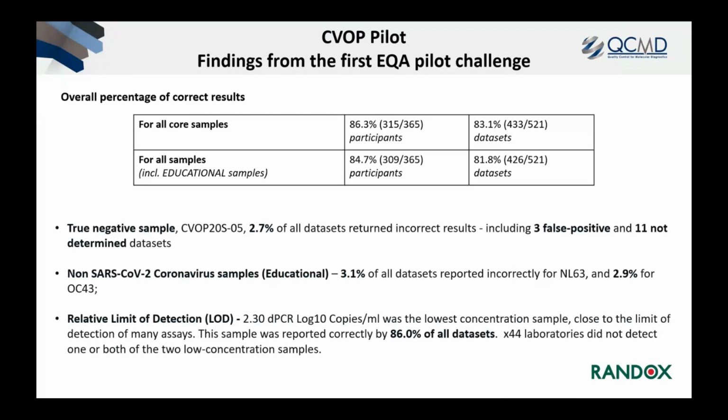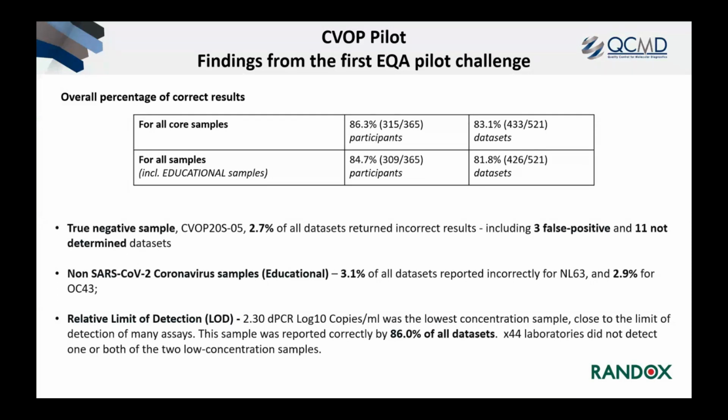And if we look at the laboratories themselves, when we take the panel as a whole, as opposed to the individual samples, when you look at the core samples, about 86% of participating laboratories correctly identified all the core samples. And if you look at the individual data sets, that was about 83% of those data sets that correctly identified all the core samples. And this is just an indication that they may be struggling with sensitivity or specificity on some samples that may be pulling down their performance slightly.